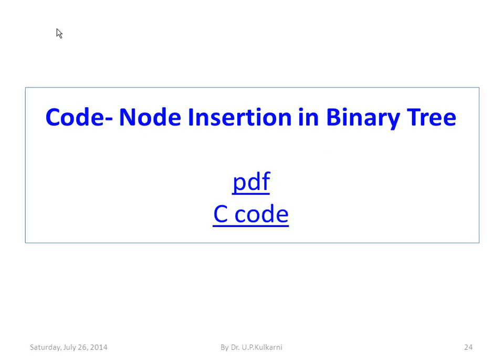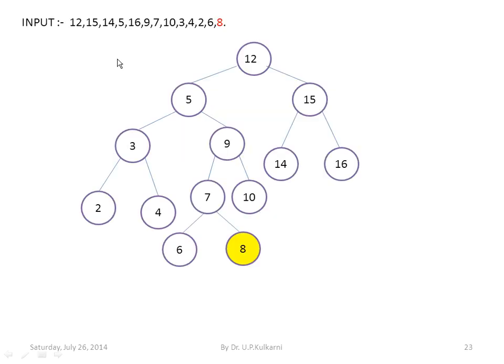Hope you understood this. Let's look into the code once again. But before that, let's record the numbers which we are going to add: 12, 15, 14, 5, 16, 9, 7, 10, 3, 4, 2, 6, 8. Let me take the paper and record it, and accordingly I'll create the node and show it to you.